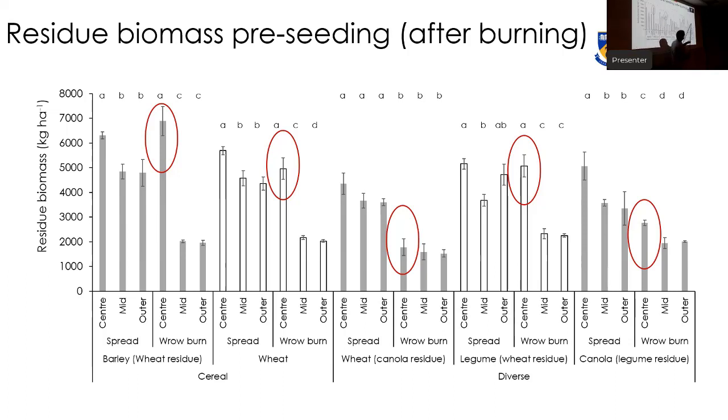Legume residue here, where we burnt, we brought it right down. But where we tried to spread, you see what happened with the spread residue.